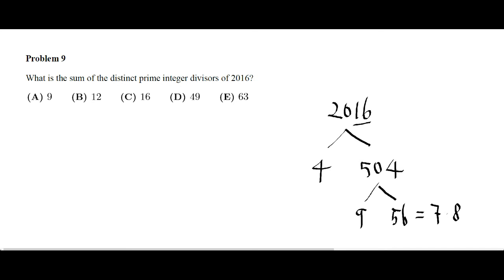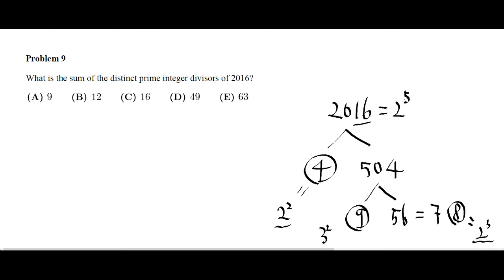Exactly, it's a prime factorization this way. 4 is 2 squared, right? 9 is 3 squared, right? 8 is what? 2 cubed, right? So, this 2016, how many 2's are there? Totally 5, so 2 to the 5th, right? And 3 squared because of this one, and then 7. Prime factor means only what? This 2, this 3, this 7.